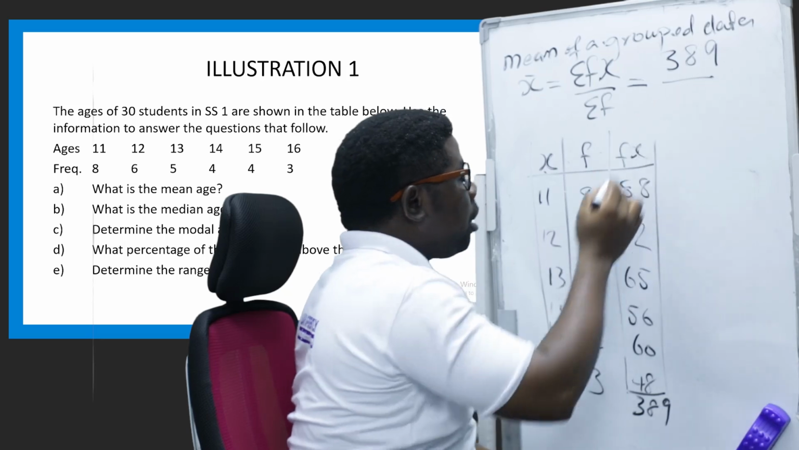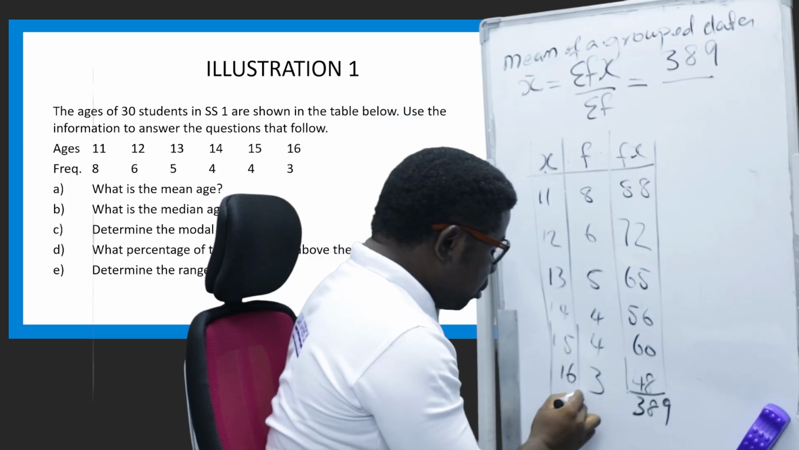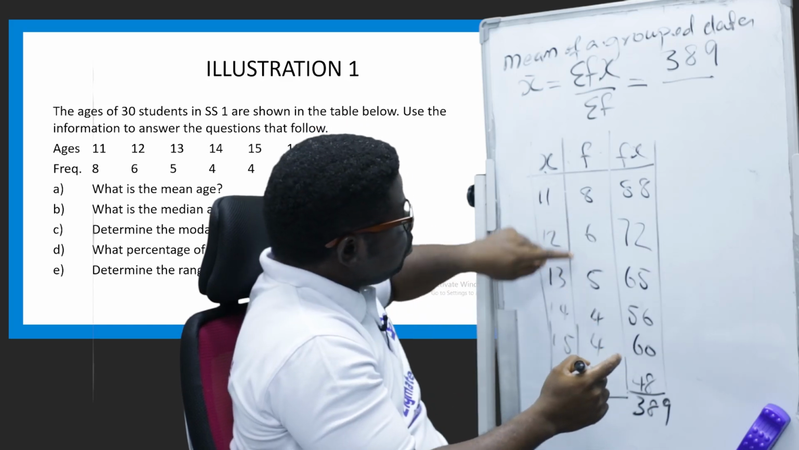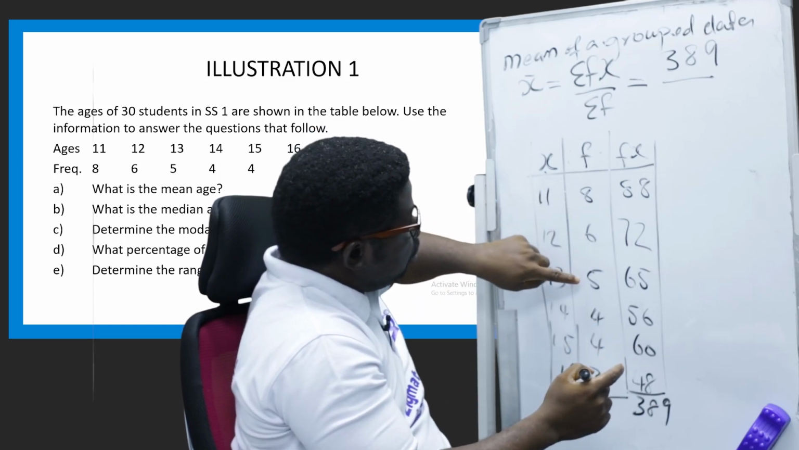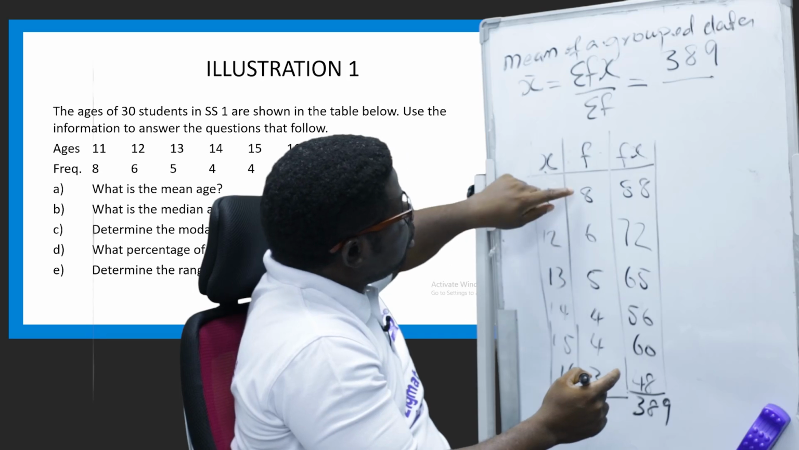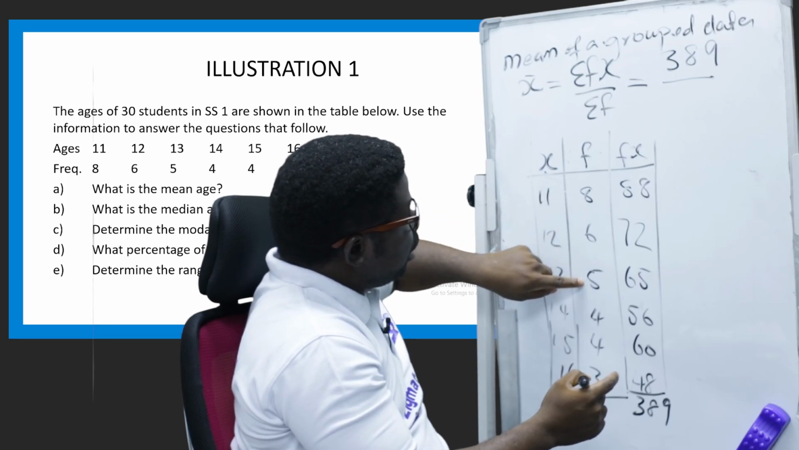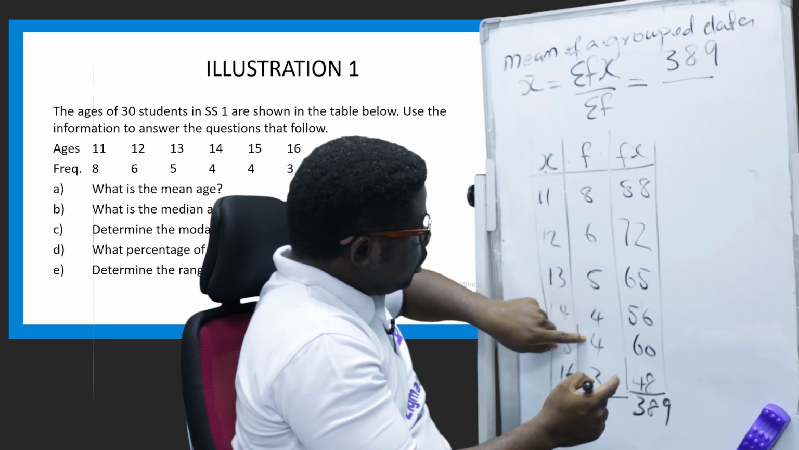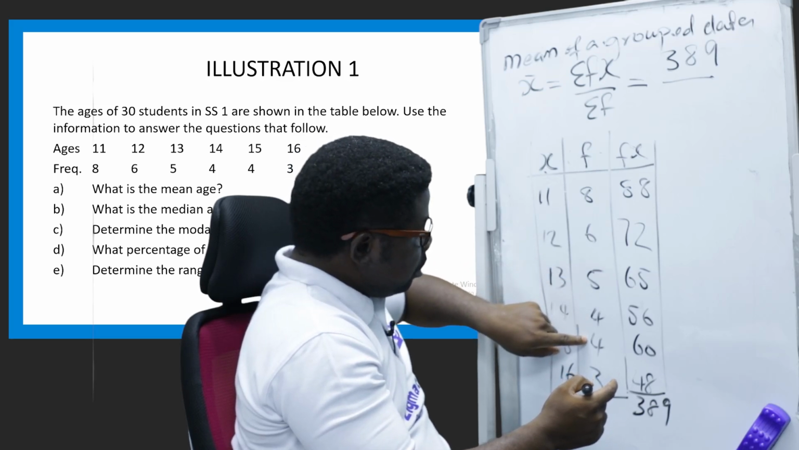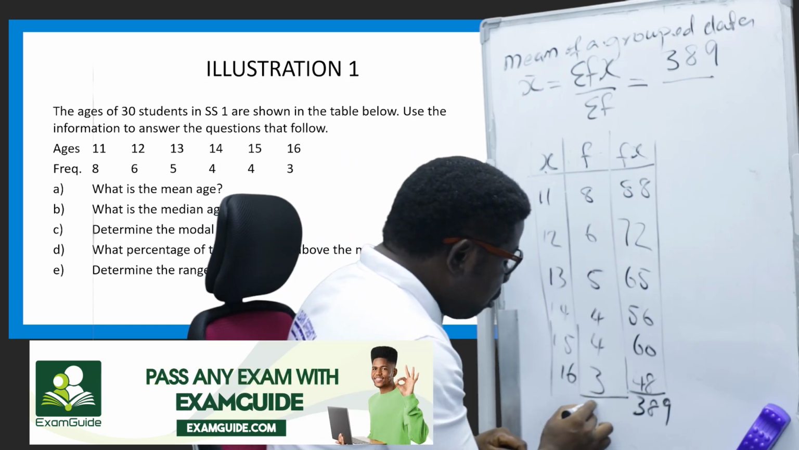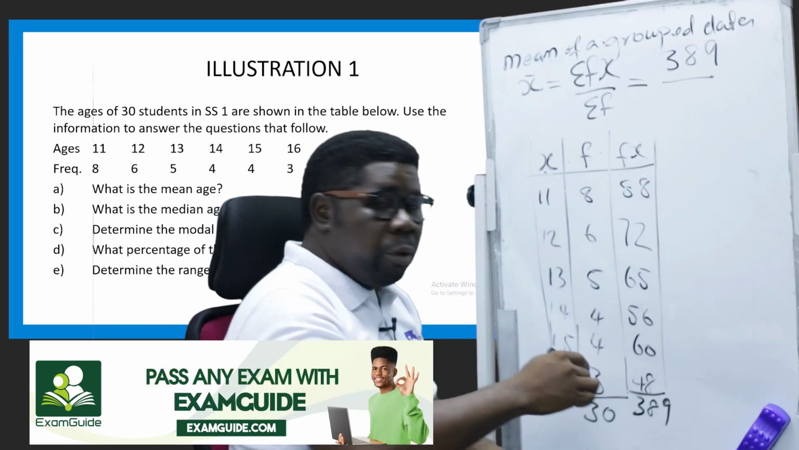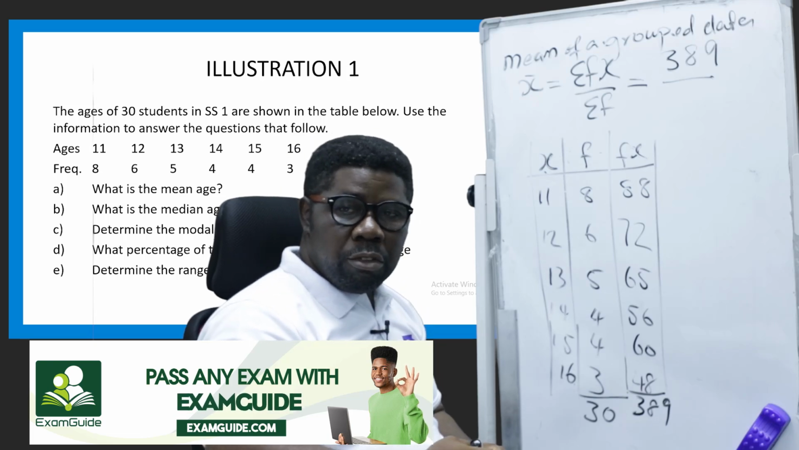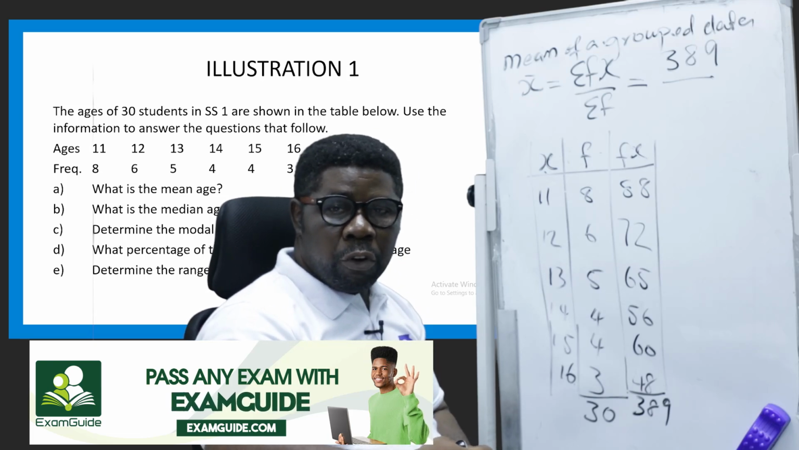389 over summation f. We're going to add our summation of frequency here. 14 plus 9 is 19, plus 8 is 27, plus 3 is 30. So we have 30 as our frequency. It's already there; we have it as 30 students, so we are correct. So 30 students are involved.